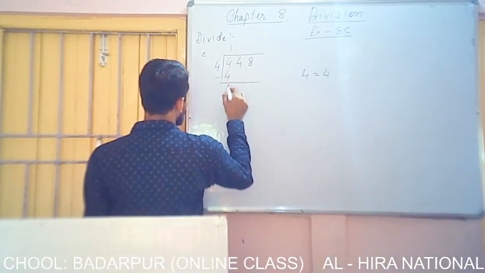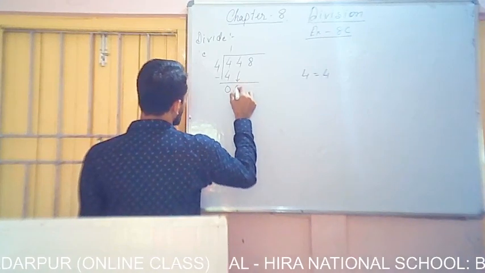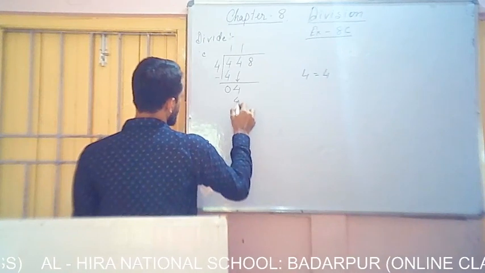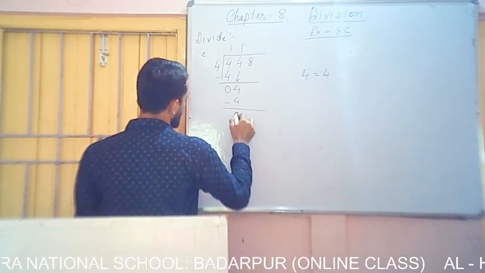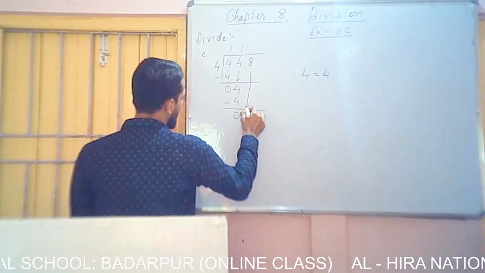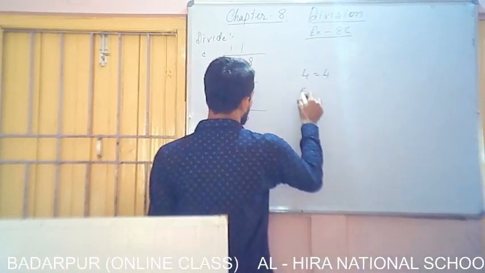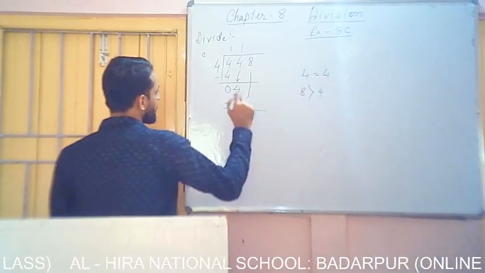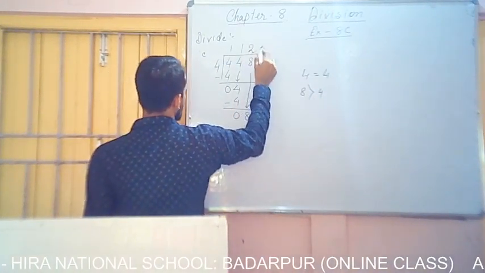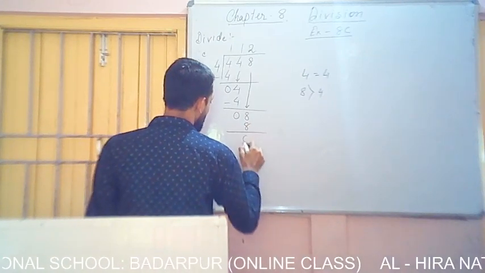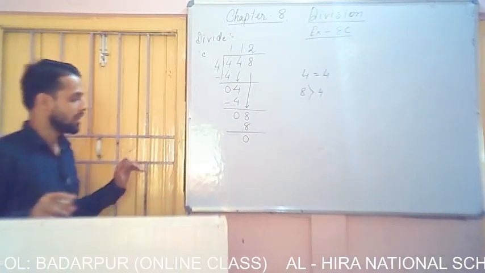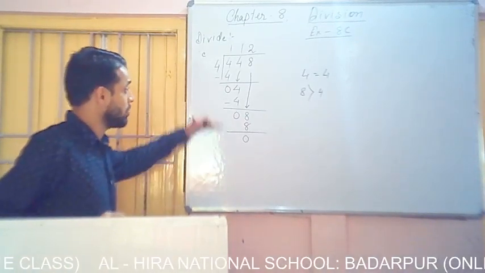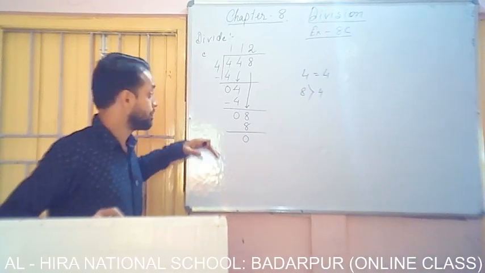4. 4 minus 4 equals 0. Bring down 4 tens. So again 4 ones are 4. Again subtract. 4 minus 4 equals 0. Bring down 8 ones. So now you can see 8 is greater than 4. Okay. So 4 twos are 8. So 8 minus 8 equals 0. So if we want to write quotient and remainder, the quotient will be 112 and the remainder will be 0.